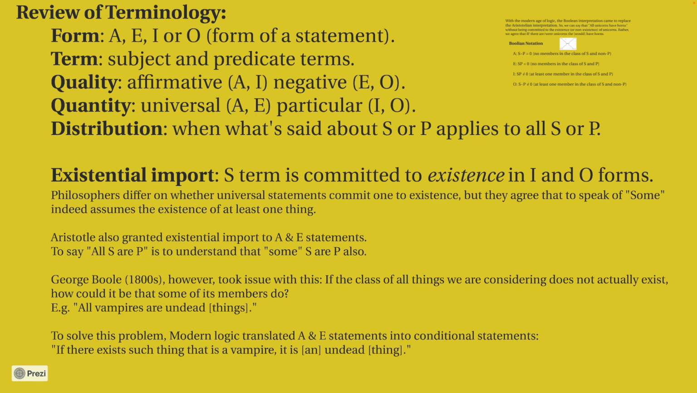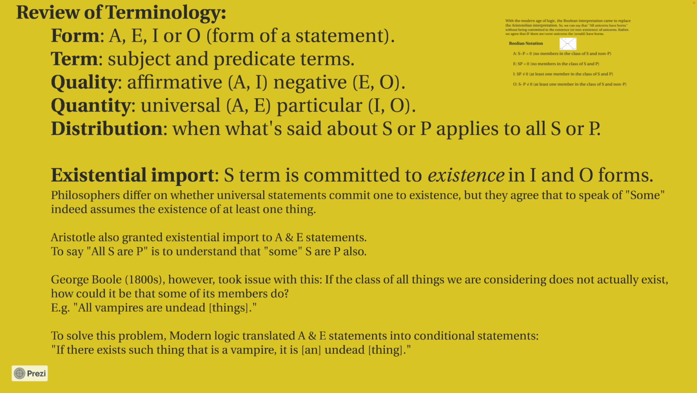For George Boole, if the class of all things we are considering does not actually exist, then how could it be that some of its members do? For example, we can say that all vampires are undead things. But does this commit us to the idea that some vampires exist? To solve this problem, modern logic translated A and E statements into conditional statements. Whereas pre-modern logic understood A and E statements to be speaking of existing things, modern logic qualifies A and E statements as conditional. So we can understand all vampires are undead things to mean if there exists such a thing as a vampire, it is an undead thing.